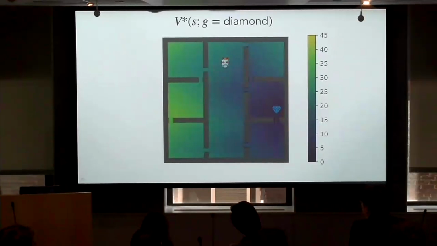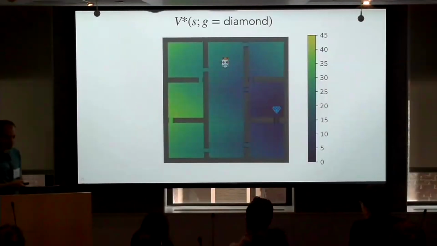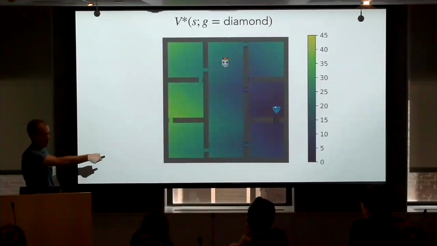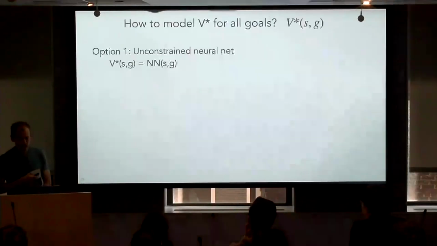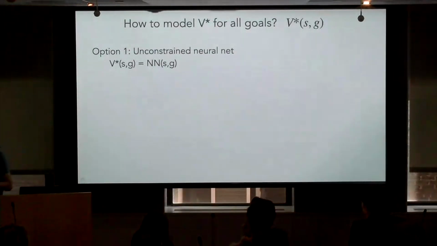Okay, the value function for the diamond is different. So this is actually just a measure of distance. That's the point. The distance to the diamond is low in the room with the diamond. Okay, so how should I measure the value function for all goals, not just for those two goals?